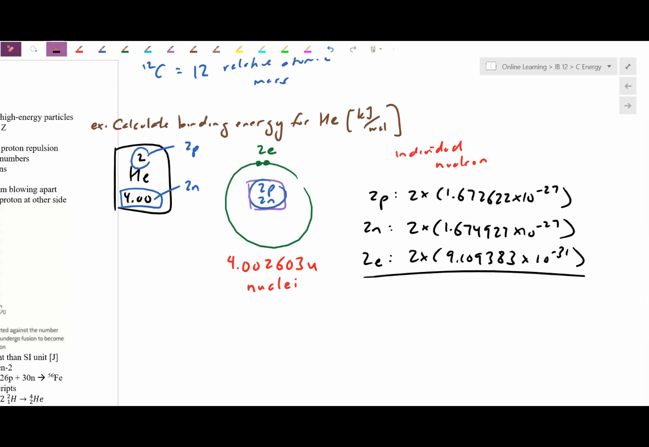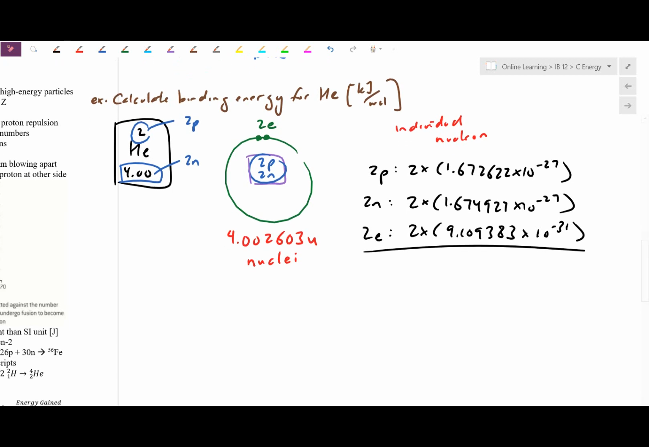I'm getting here the mass. This mass looks like gibberish. It's 6.697 times 10 to the negative 27. These are the actual masses; this is it in kilograms. So this really doesn't help me, right? It's not in the same units, so I can't make a comparison here.